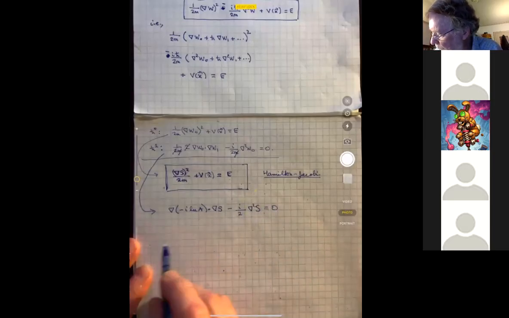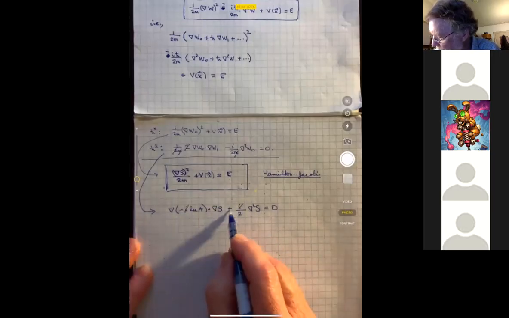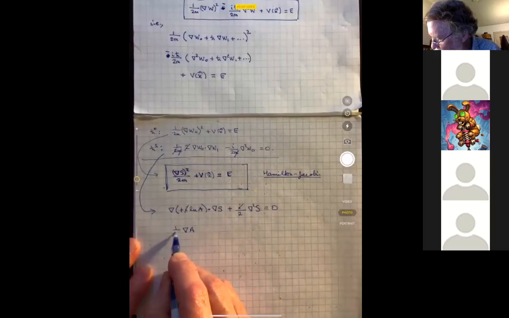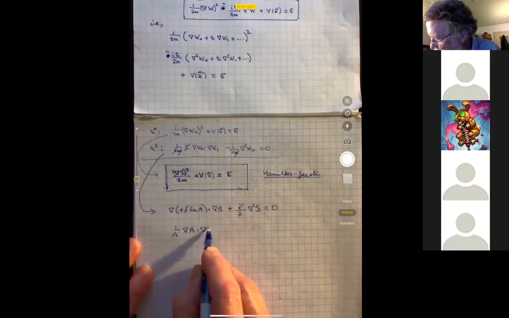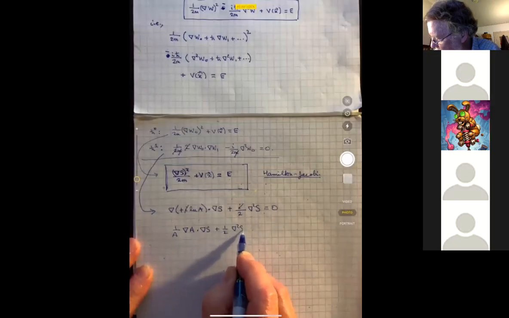Allow me to clean this equation up a little bit. First of all, the i's will cancel. The minus signs I can turn to plus signs. Grad log A is the same thing as grad A divided by A. So let me write it this way. It's 1/A grad A dotted into grad S. That's the first term. And the second term is 1/2 del squared S equals 0.